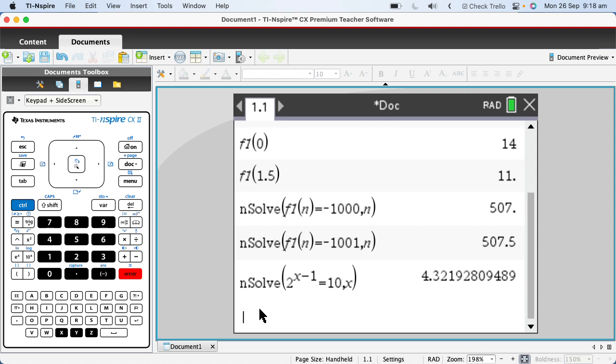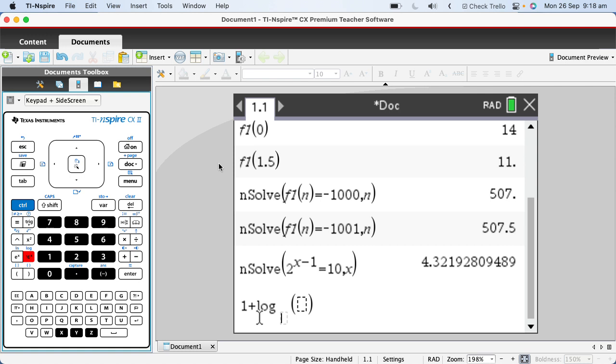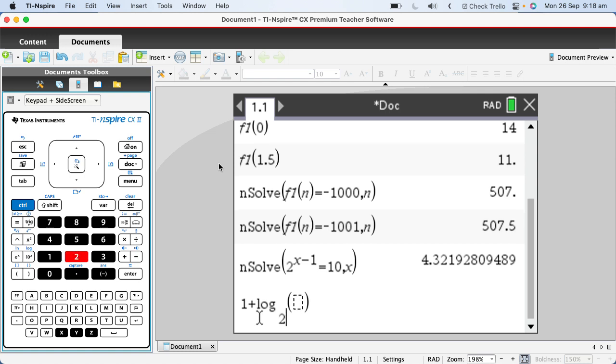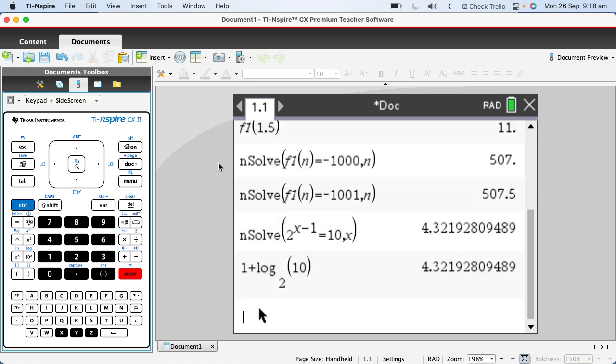But if it was part of a bigger problem where you needed to decimalize it, because you've now turned it into a log, you can go log, or control 10 to the x. There we go. And we'll put in the base of 2, and we'll put in 10 here. And unsurprisingly, it gives me the same answer here as well. Okay, so both of those approaches would work.